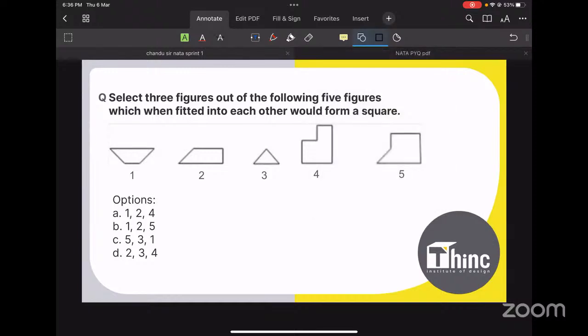There is a tip to solve these questions. Identify the demand of the question. The question is to create a square, so your first task is to create that square in your rough sheet. Then look for the most repeated number over here. 1 has been repeated 3 times, 2 has been repeated 3 times. So the frequently repeating numbers are 1 and 2.